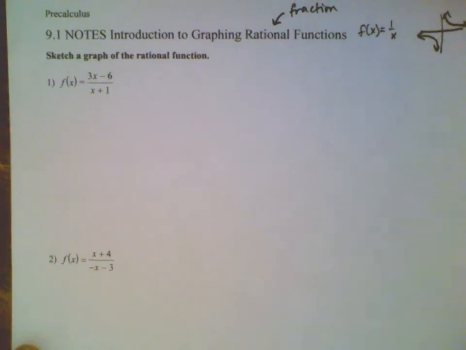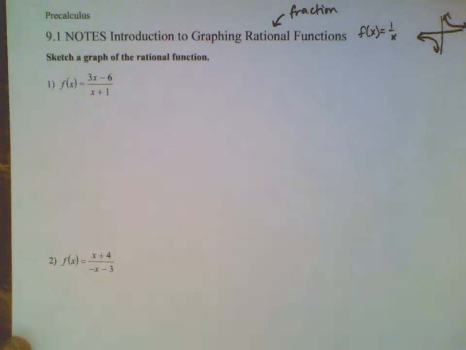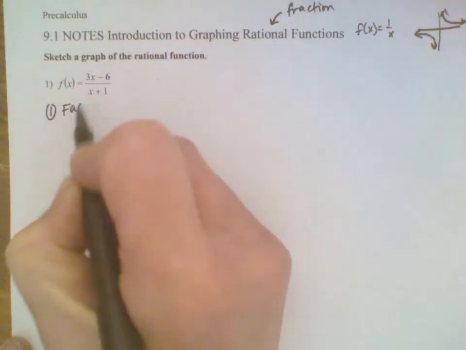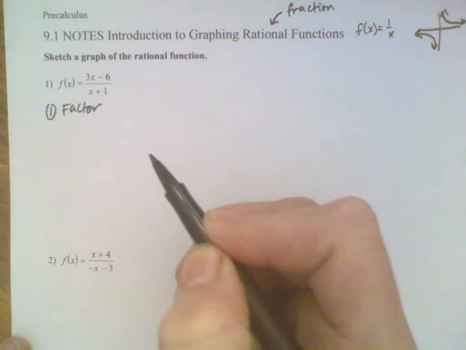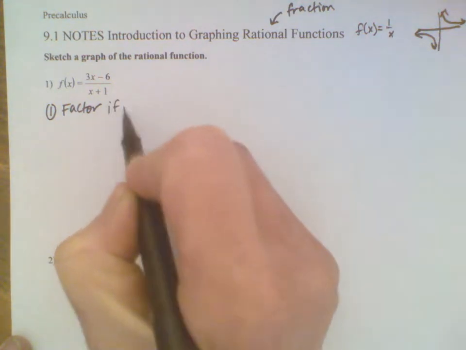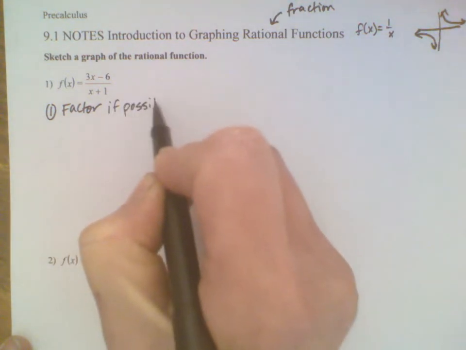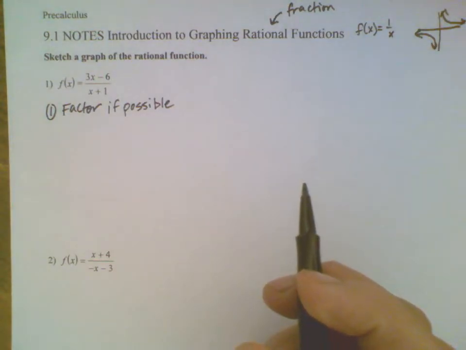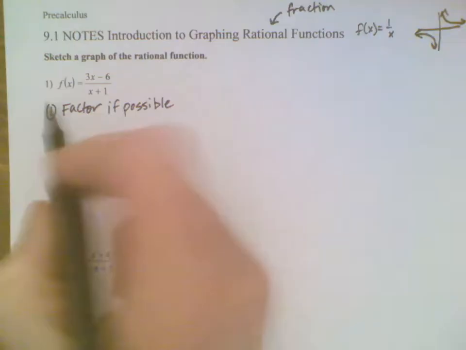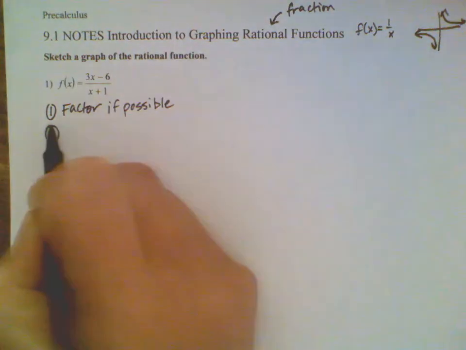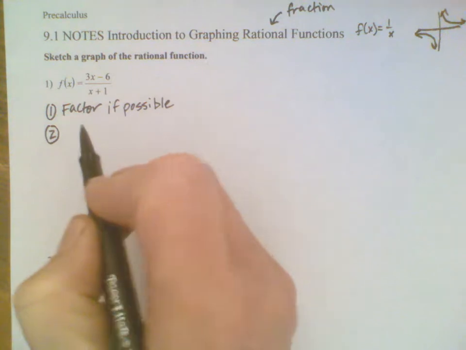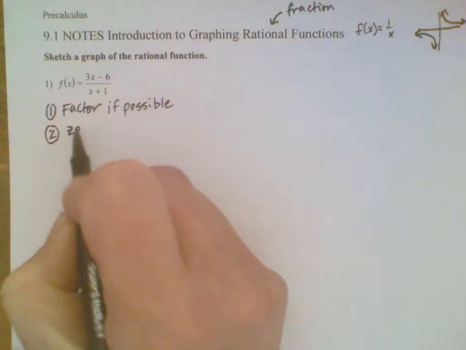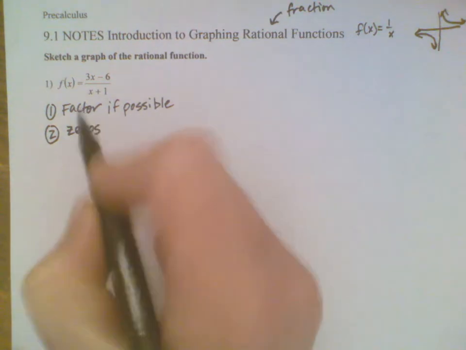For starters, there are just a few steps that we have to follow, and the first one is factor the numerator and the denominator if possible. So that's going to be my first move always. I'm going to factor the function if possible, because potentially I'm going to be able to cancel some things out, which would be really nice. And then the second thing that I'm going to try and find is my x and y intercepts. Let's start with the x-intercepts. Those are also known as the zeros. So I'm going to try and find zeros.